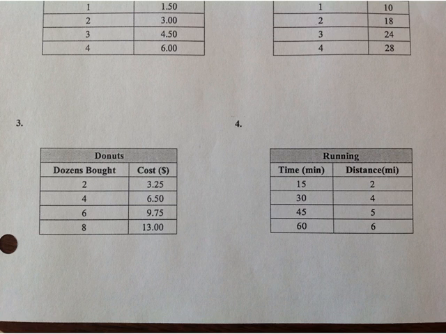Let's take a look at two more examples. Our next example is about donuts. And we're talking about donuts bought by the dozen. So, to go from 2 to 4, we add 2. To go from 4 to 6, we add 2. And to go from 6 to 8, we also add 2. Now, although that number is not 1 like we've had on all of the others, it's still a constant number.